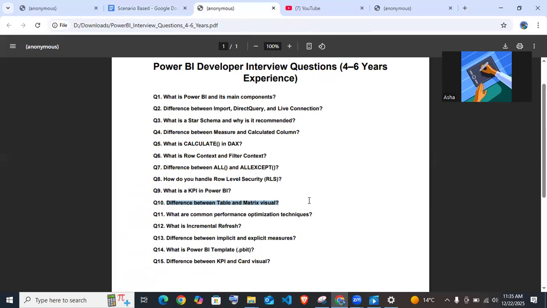Okay. Next question is the difference between table and matrix visual. So in this, table is flat data and matrix is showing hierarchical data. In table, we can see simple data only. There is no subtotal. And matrix supports subtotals. In table, we can see a simple view, and in matrix, we can see advanced reporting. For example, we can see hierarchical data here.